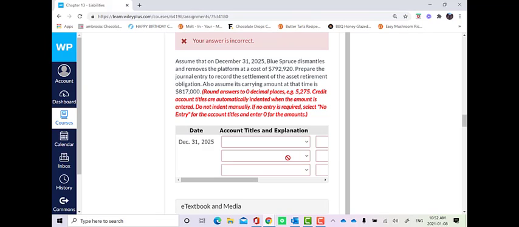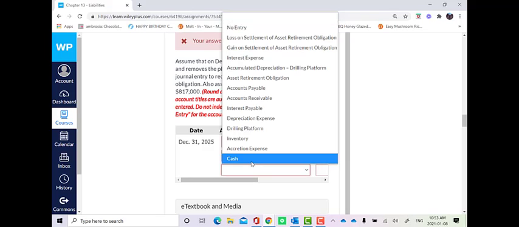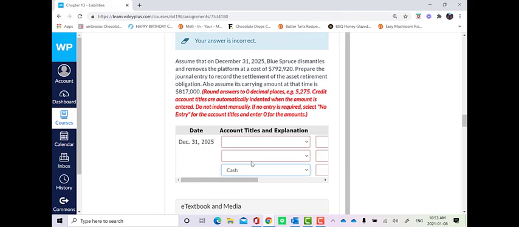Now it's saying, assume that on December 31 we dismantle and remove the platform at a cost of $792, and assume the carrying amount at that time is $817,000. So what do you do at the end of the asset's life when you spend the money? You need to get rid of the asset, you need to get rid of your ARO, and any difference is a gain or a loss. So for sure, my credit is to cash for $792,290.